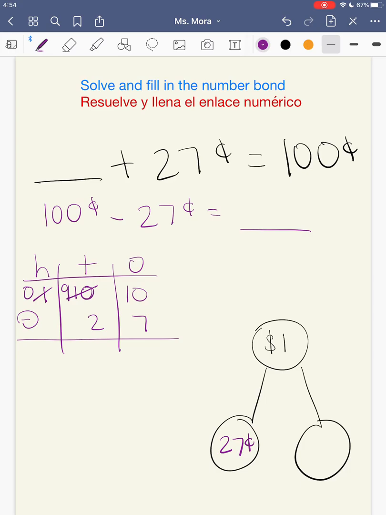And I have 10 minus 7 in my ones place. 10 minus 7 is 3. My tens place has 9 minus 2, which equals 7. And I don't have any hundreds left. So my answer is 73 cents. Okay, I'm going to fill that in my blanks. 73 cents. Alrighty, good job, guys.